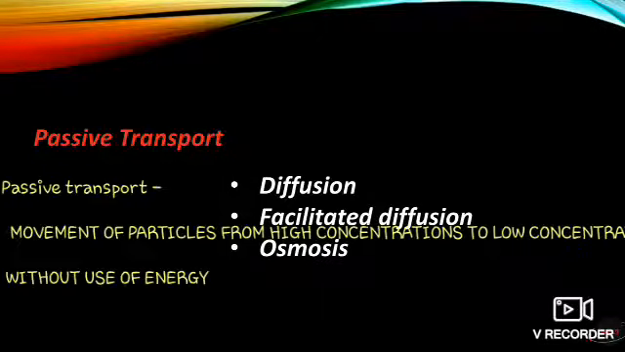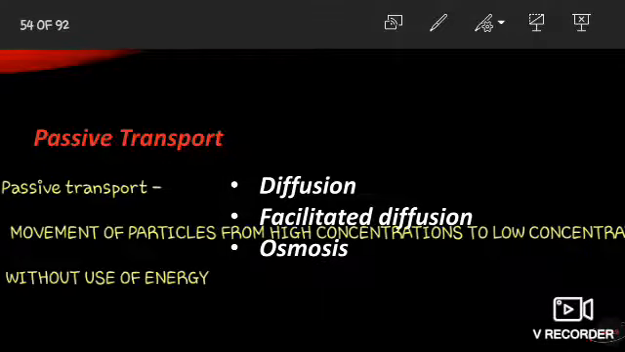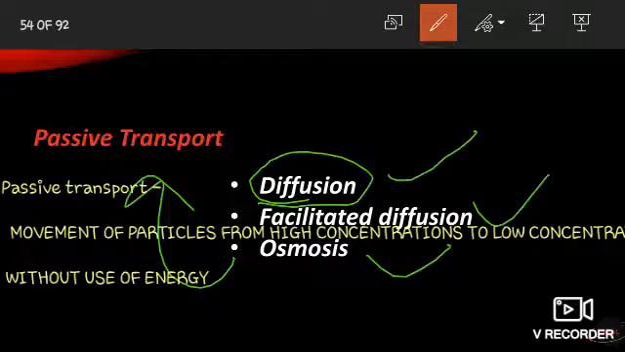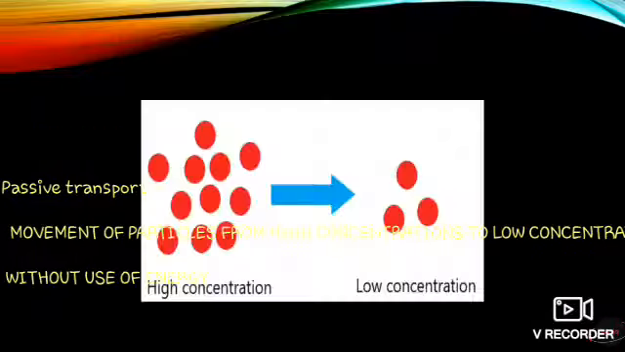Passive transport. As we had learned about this in the previous video, you can check out the previous video. I will give you the link in my description box. Diffusion, facilitated diffusion and osmosis are the part of passive transport. In this video, we will only learn about diffusion, and facilitated diffusion and osmosis will be discussed in the next upcoming videos. Now, start with diffusion.